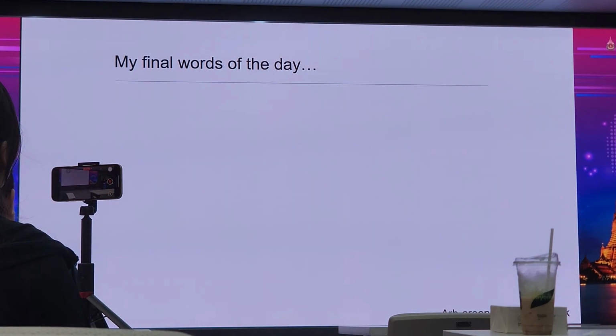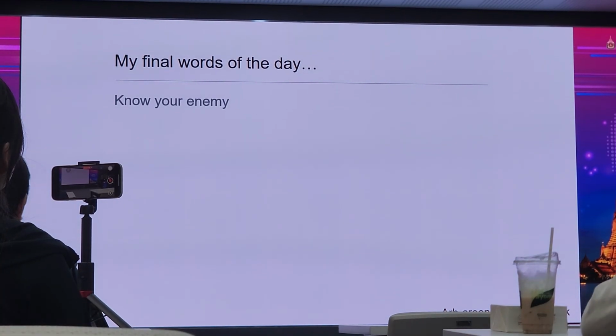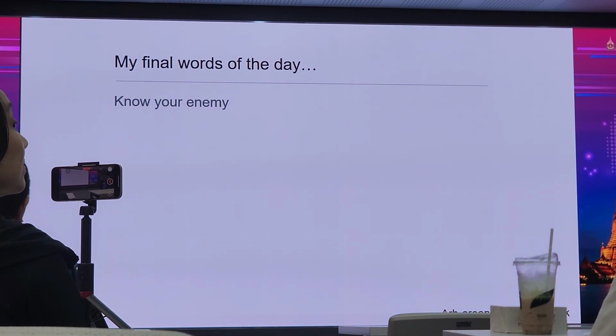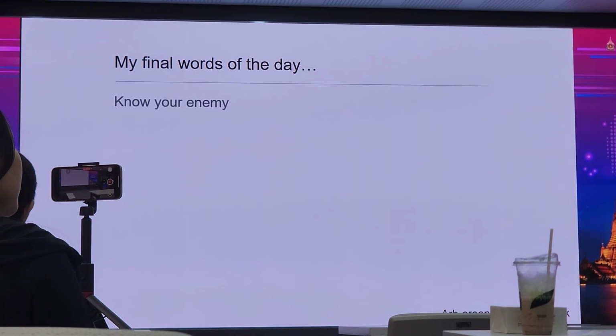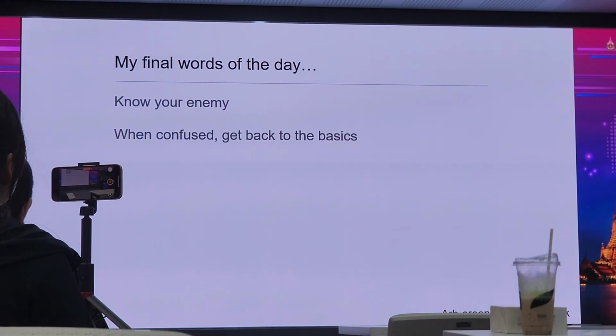And this is my final words of the day. Everybody has their own final words of the day, so this is mine. You have to know your enemy. Because you are doing the battle, you have to know your enemy. You don't want to enter into the rectum, you don't want to enter into the uterus, so you have to be careful about the courses of everything, and you have to know your terrain, which is normal and which is abnormal.